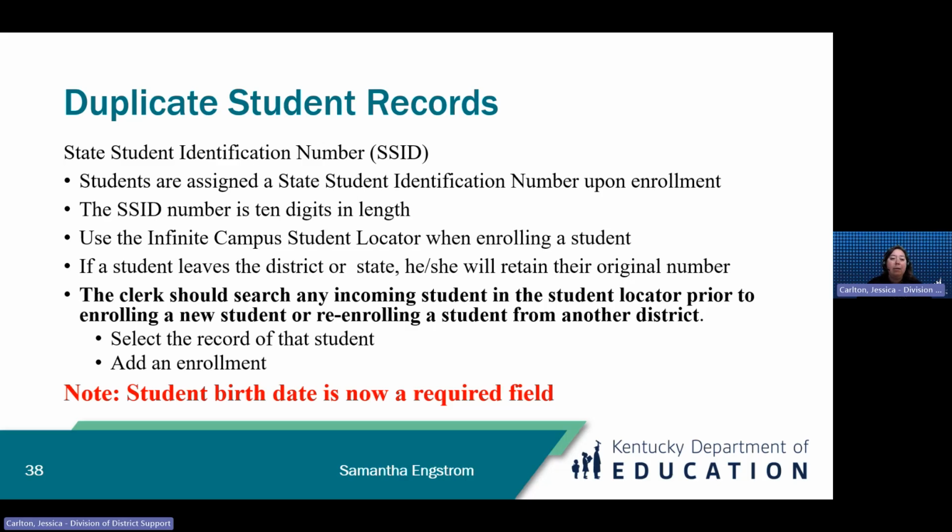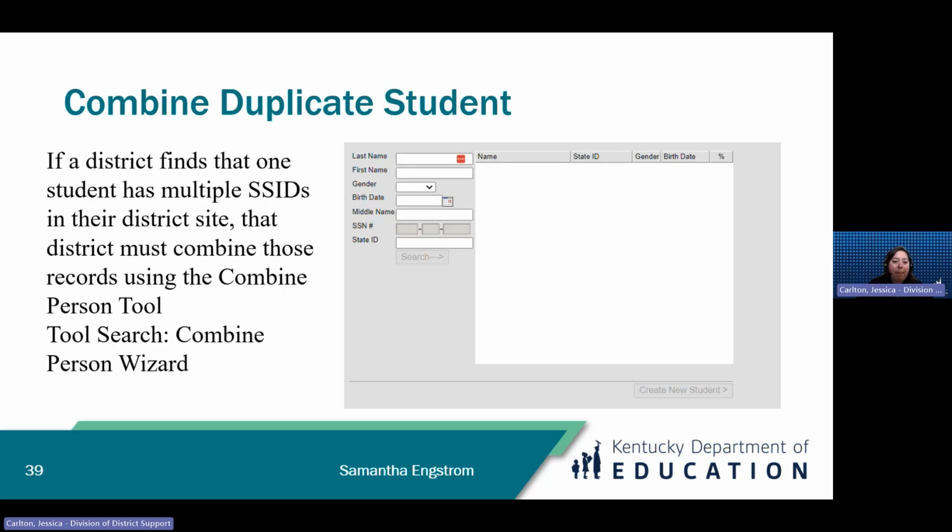On the student locator, the birth date is now a required field. Hopefully that has helped us to get fewer duplicates and be able to differentiate all of the John Smiths a little bit more. So make sure you're using that birthday.